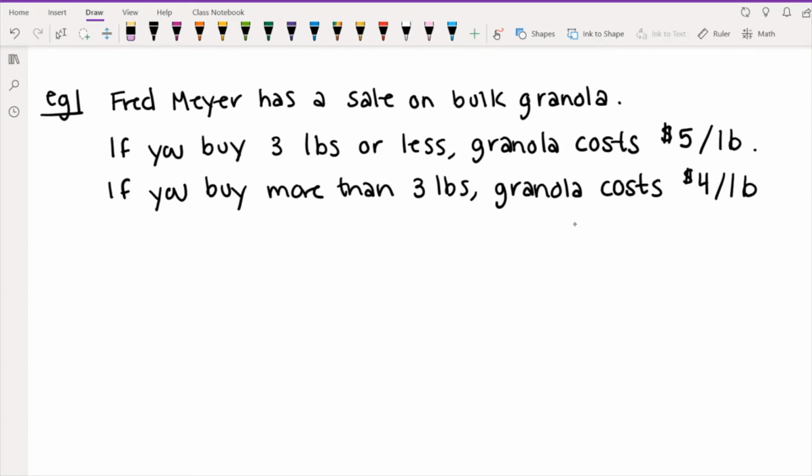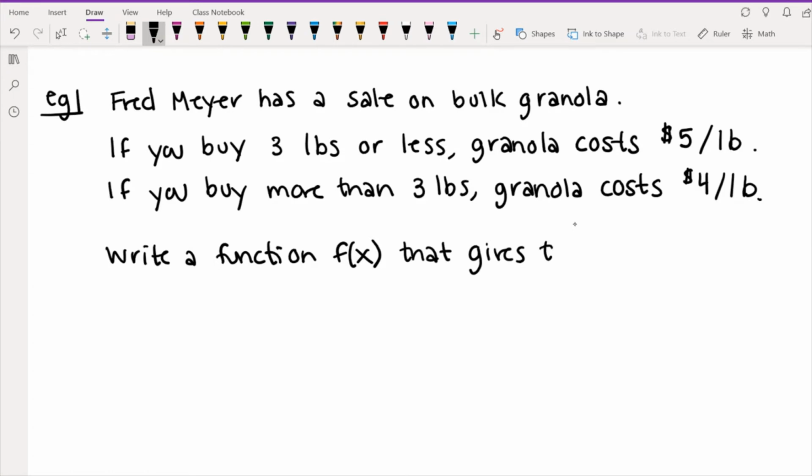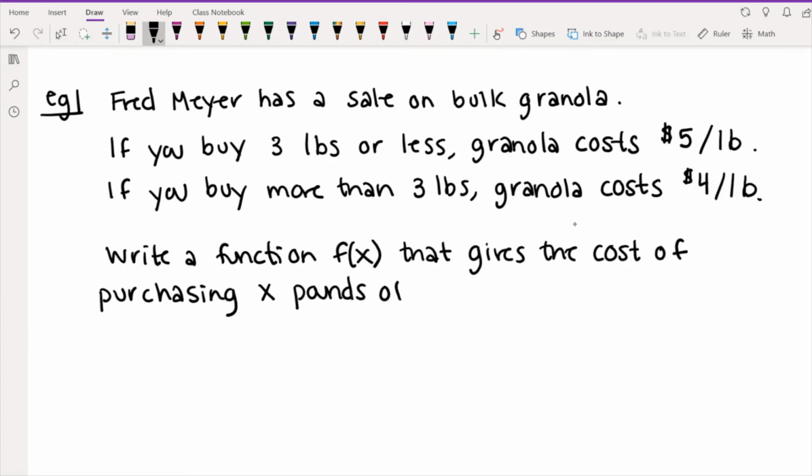And so the question I want to answer here is I want to write a function f of x that basically gives us the cost of purchasing x pounds of granola.